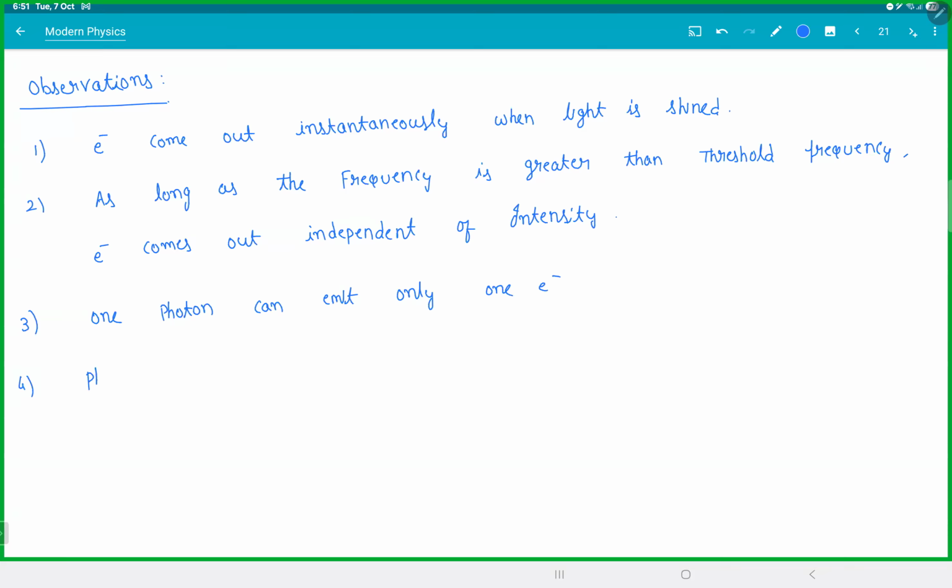And photoelectric effect is independent of temperature. You can have thermionic emission, but you shouldn't mix up both of them. These are the observations we have when you do the experiment. This is what we see in the experiment, getting it?